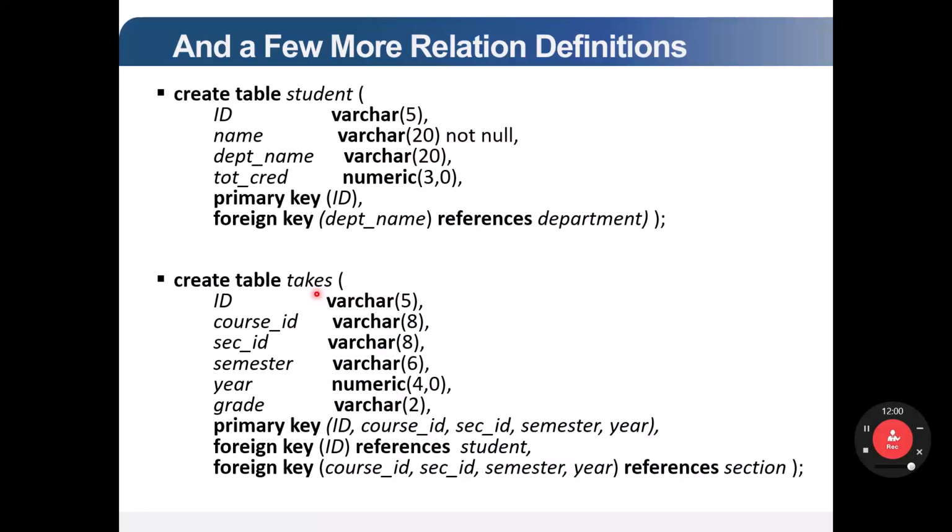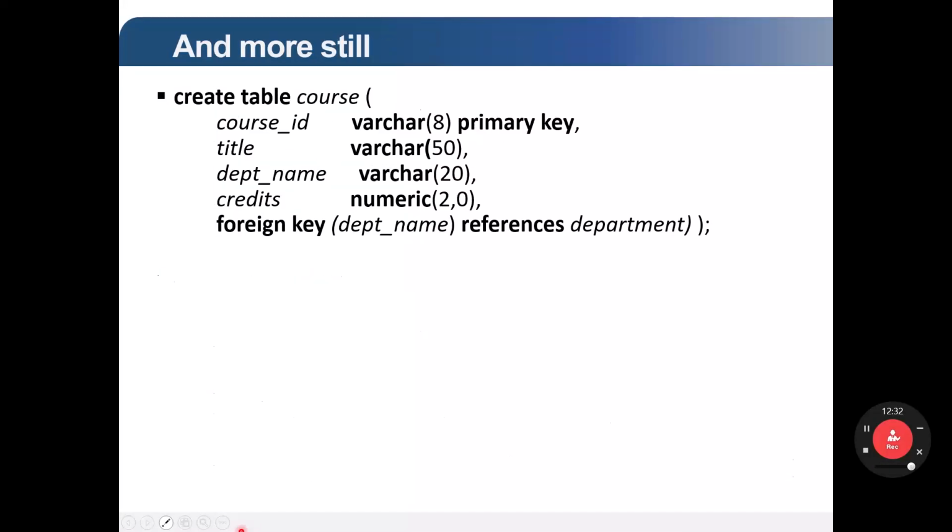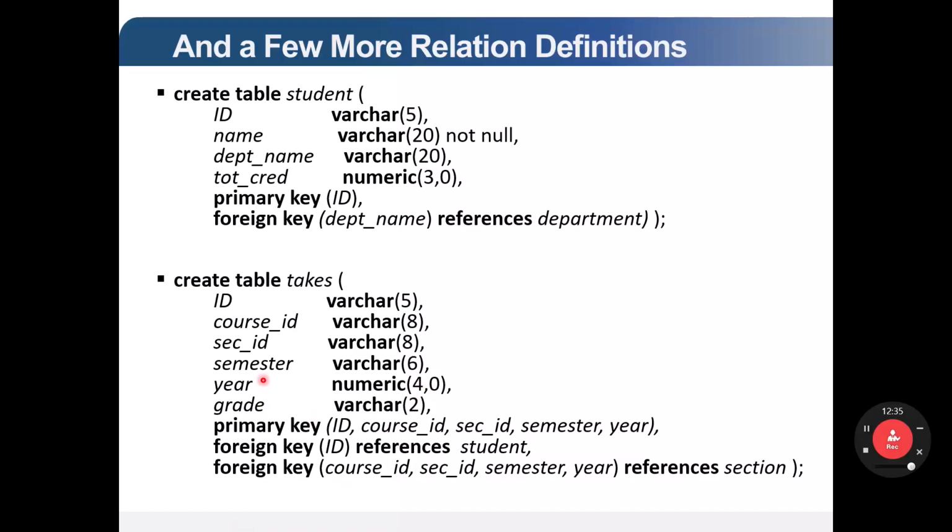And in the takes table, this ID is student ID, and course ID is for the course table, and section ID is for the section table. Do we have a course table? I'm not sure. Maybe we have only the section table. I think we have a course table, but it seems we are missing that foreign key here. Anyway, do we have it? Yeah, we have a course table, but somehow it seems we missed the foreign key constraint for the course table.